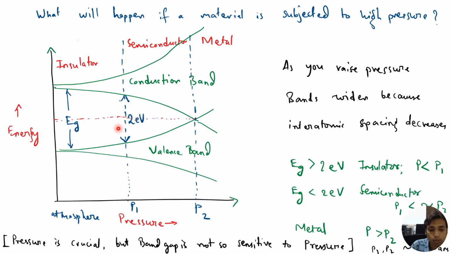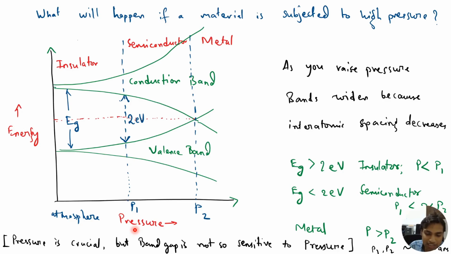If you apply some more pressure, then what will happen? Then this band gap will reduce to less than 2 electron volt. So that is the region of your semiconductor. And if you still increase the pressure till the point that the bands start overlapping, then the material is in the metallic state. Okay. So this is how your material will behave if you subject it to high pressure.